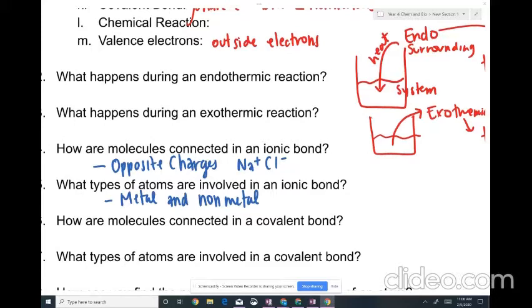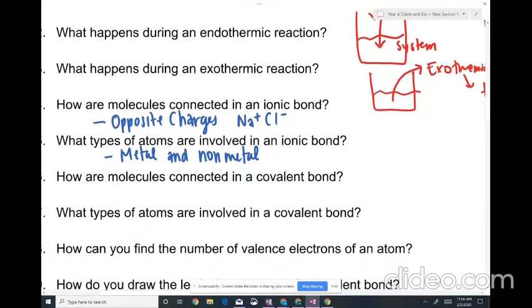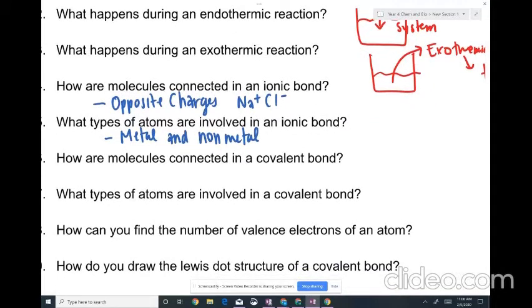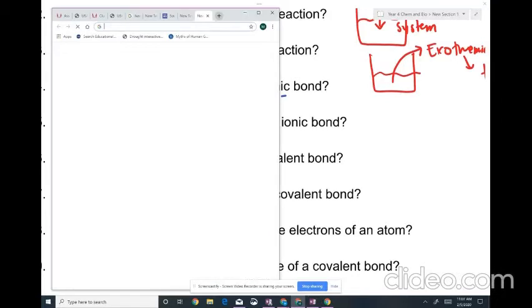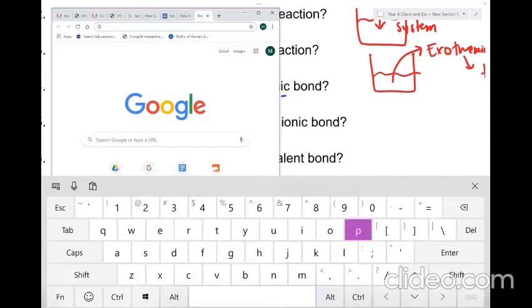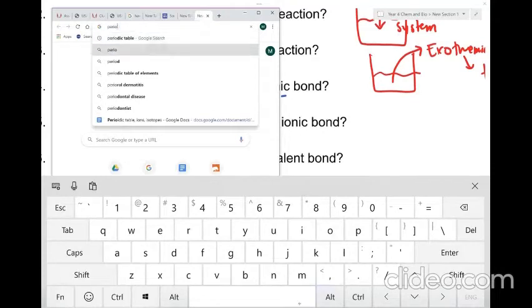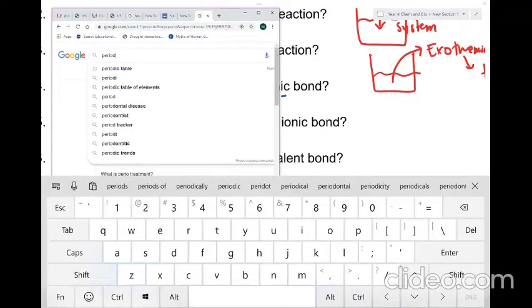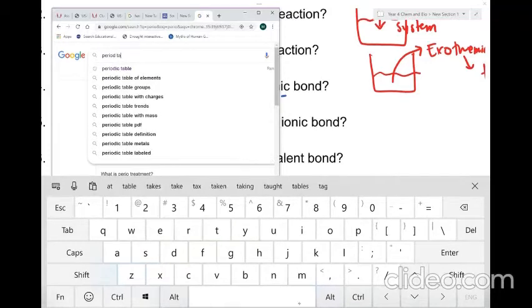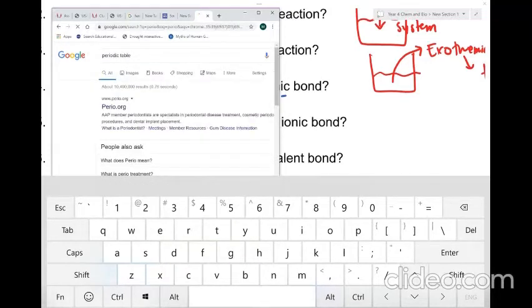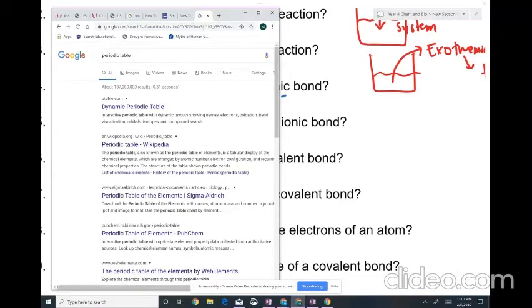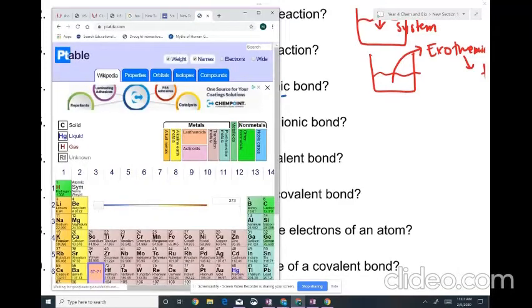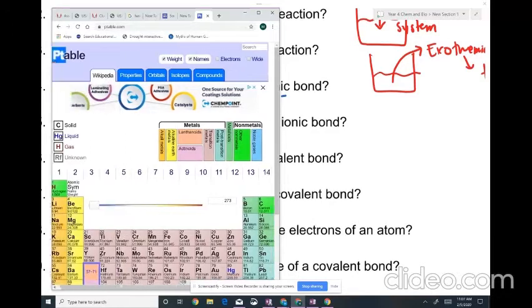You guys can tell using your periodic table, and I'm going to bring that up with you right now. The other thing you can do is look at my periodic table. If you bring up a periodic table, it doesn't matter which one it is. This one doesn't have a good line for it.